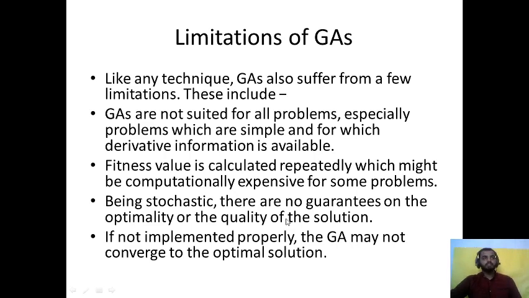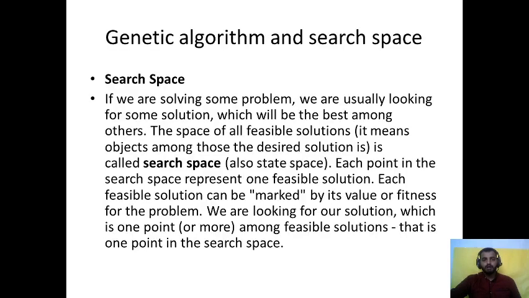So with reference to genetic algorithm, it calculates the cost at every iteration. It knows what value you are getting after this particular instance. So this will increase the cost of the project. Now the next one is, if not implemented properly, the genetic algorithm may not converge to the optimal solution. These are the limitations with reference to the genetic algorithm.